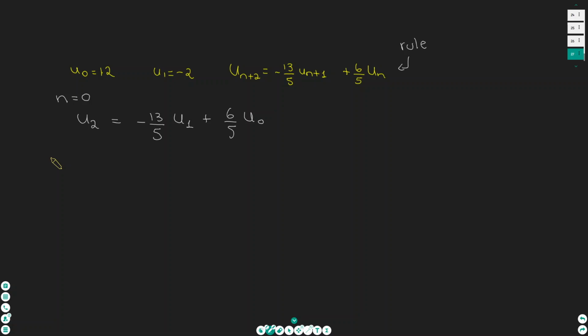To find the second term, we start by using the value of n equals 0. So the second term of the sequence is negative 13 over 5 u1 plus 6 over 5 u0. Then I'm going to use the values given, u0 equals 12 and u1 equals negative 2, and find the second term. So the second term is this one.